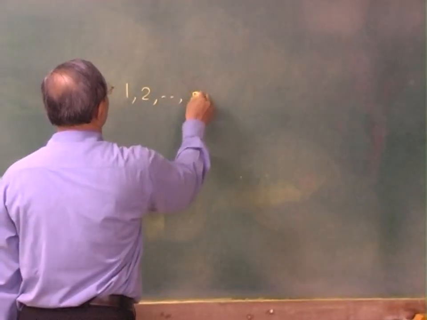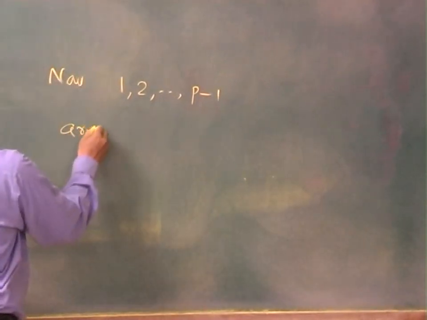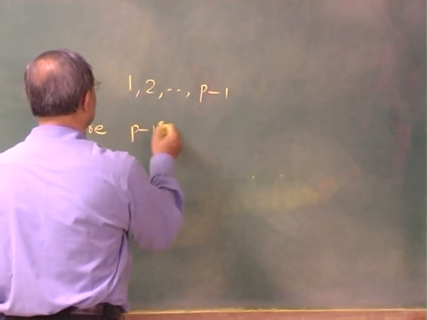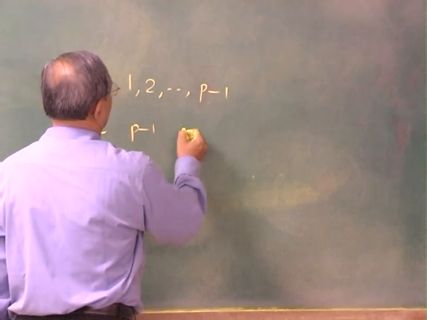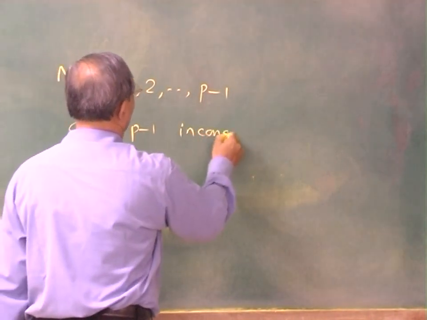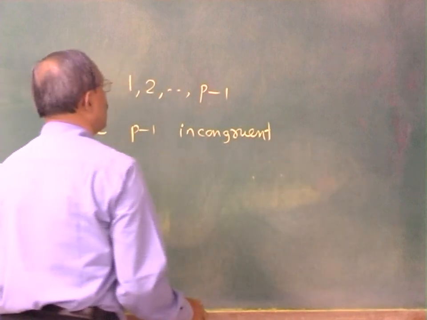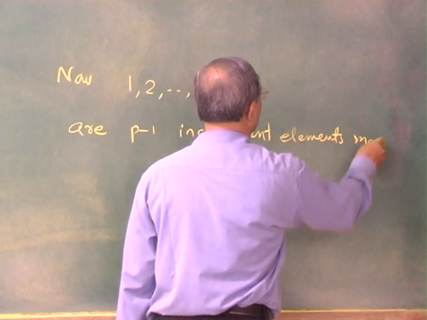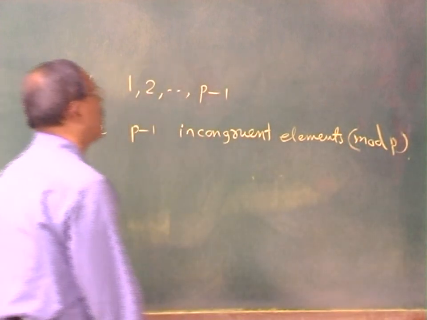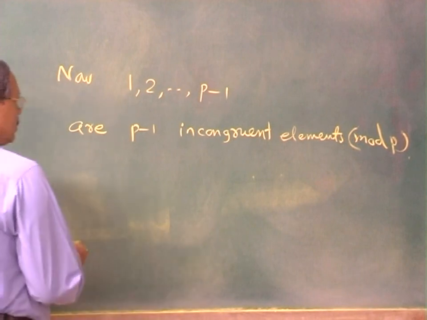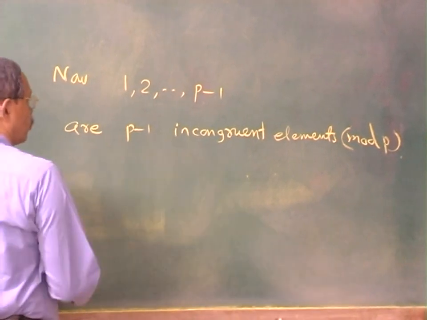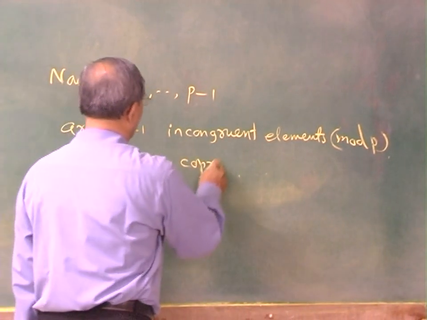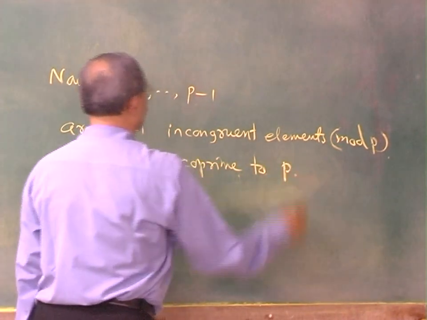Now, 1, 2, etc. up to p minus 1 are p minus 1 incongruent elements mod p, and these are coprime to p.